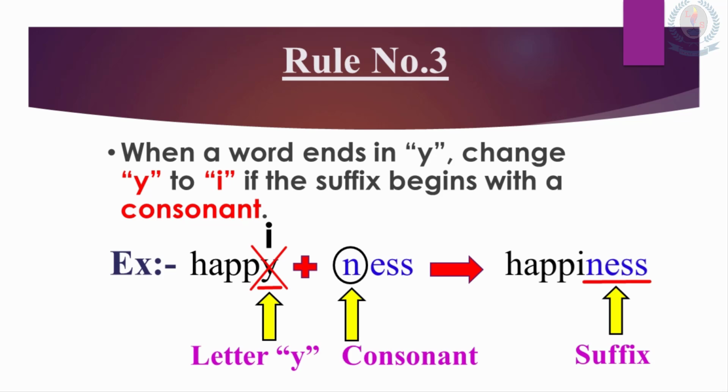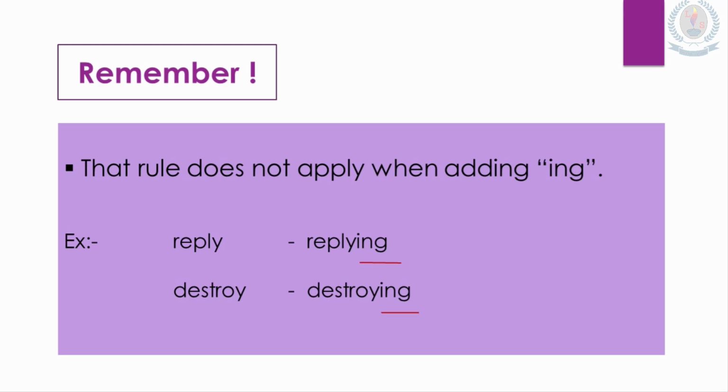Rule number 3. When a word ends in Y, change Y to I if the suffix begins with a consonant. Example, happy plus the suffix NESS, happiness. As you can see, the word happy ends with Y and the suffix begins with a consonant. So, you need to change Y into I and then add the correct suffix. Remember children, that rule cannot be applied when adding the suffix ing.